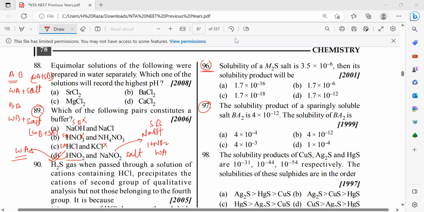No, 96 is not A, B. Please check your calculation. Yeah, it is A. Samira, what about 96?